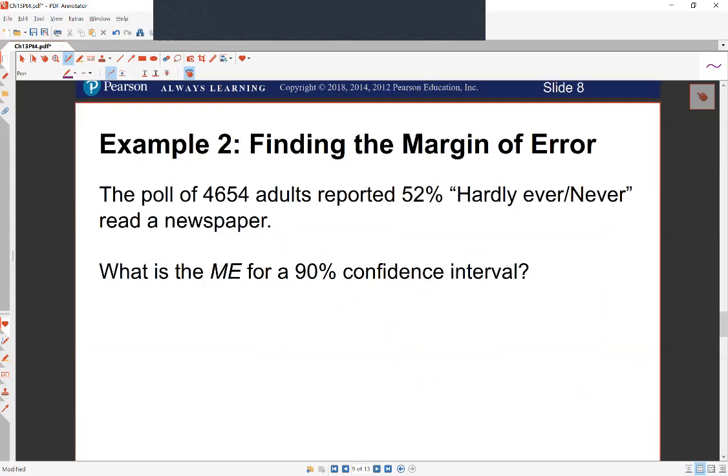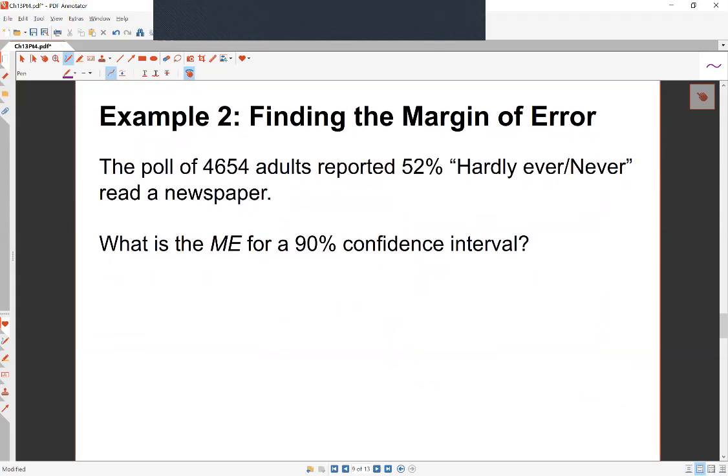Let's do one more example here. Let's assume someone conducted this poll and they asked people how often they read a newspaper. And we found that 52% of people said they hardly ever or never read a newspaper. If we were to construct a 90% confidence interval based on the sample proportion, what would our margin of error be? Now, in this case, our sample proportion p hat is 0.52. Our z star value for a 90% interval is 1.64.